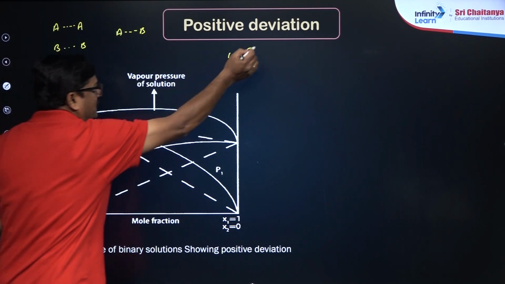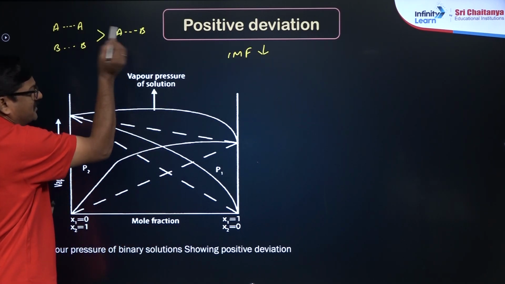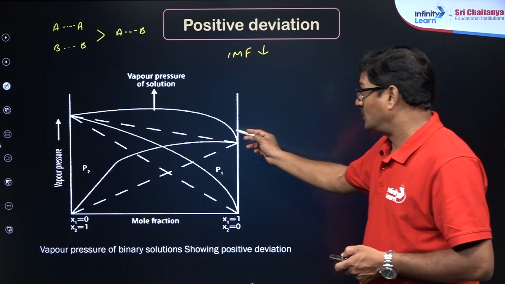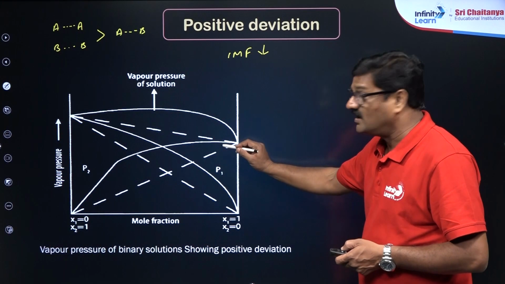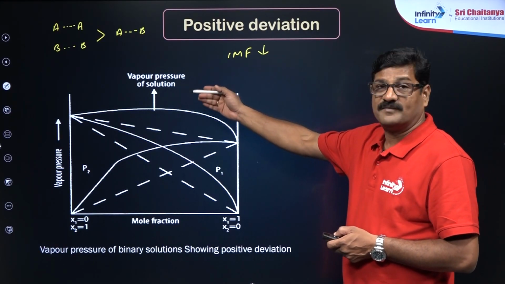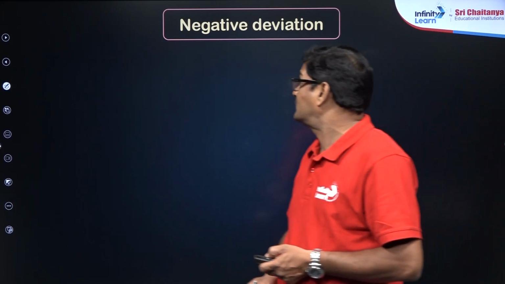As intermolecular forces are decreased, there are fewer intermolecular forces between A and B, so the component is going to evaporate more easily. The vapor pressure of the solution is going to increase. That is what you call a positive deviation.